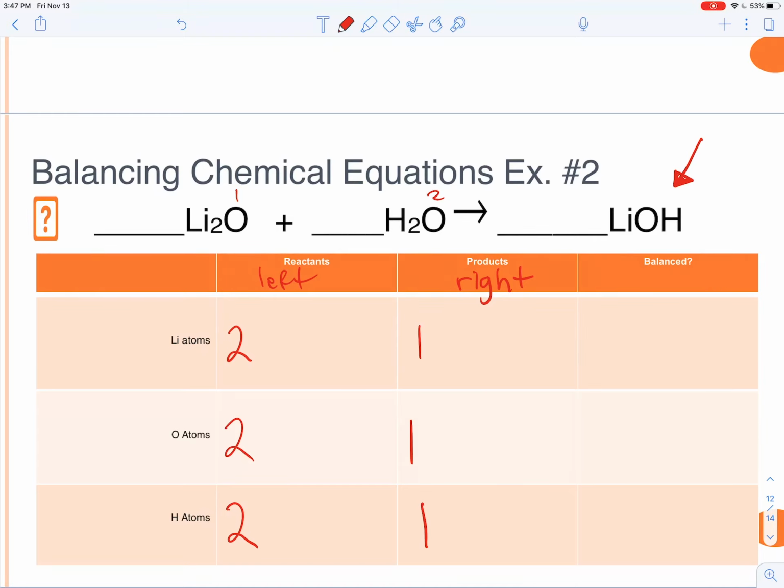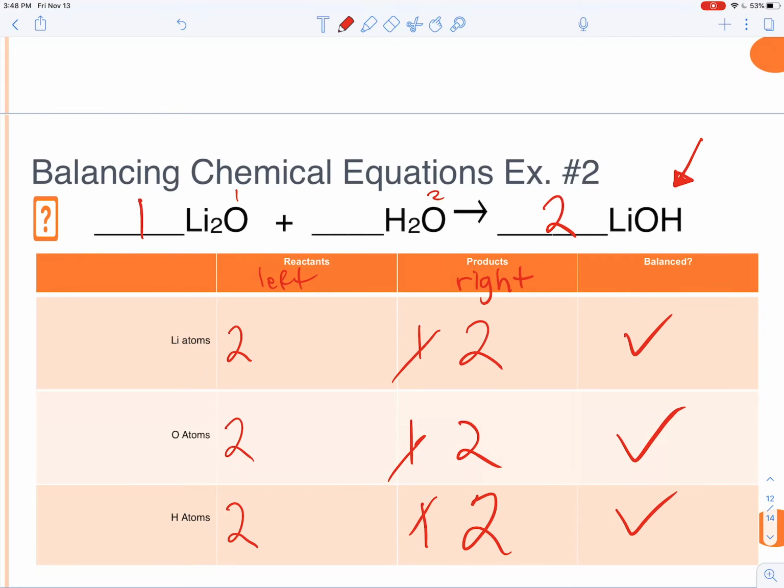So to balance this, clearly I need to change the numbers on the right side. So I'm going to put a 2 in front of this, and that'll change all of these to 2. I look at my numbers, and they're all balanced. I can put 1s in front of here. And that's how you balance equations.